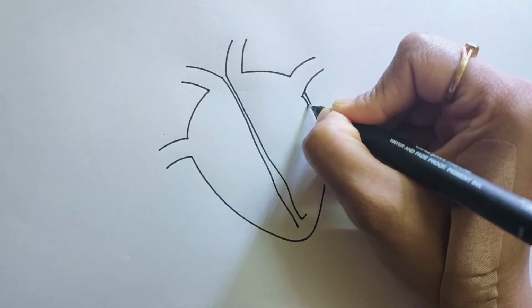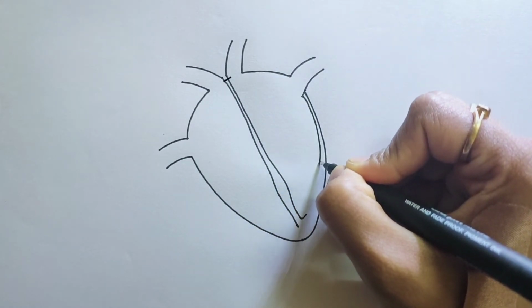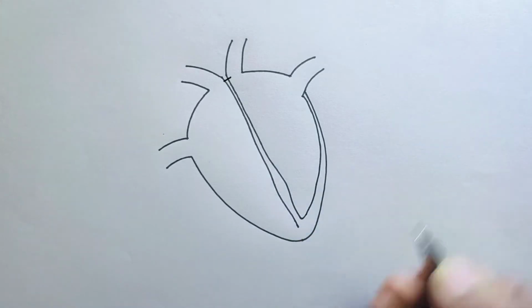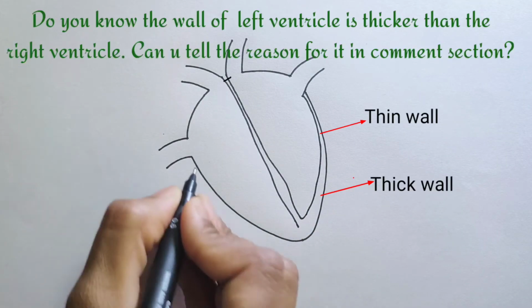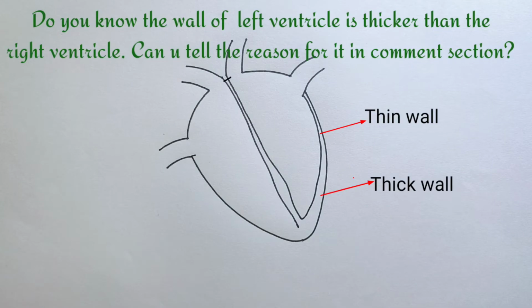Next, we are going to draw the walls of the heart, making sure that the ventricles have thick walls in comparison to atria or auricles.